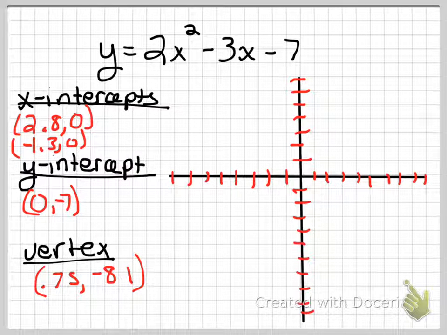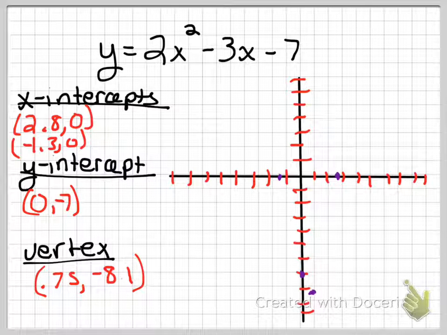So my first x-intercept is going to be at 2.8, 0. That's going to be right about here. I'm going to make a little purple dot there. Then at negative 1.3, 0, that's going to be about right there. My y-intercept is at 0, negative 7. So 1, 2, 3, 4, 5, 6, 7. Be right there. And my vertex is at 0.75, negative 8.1. So that's about right here.